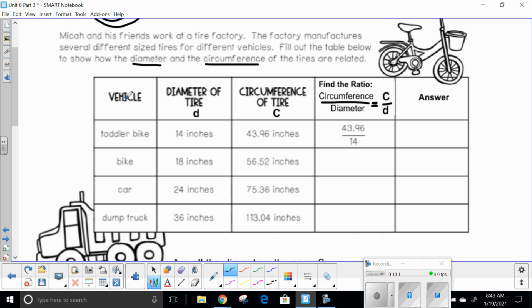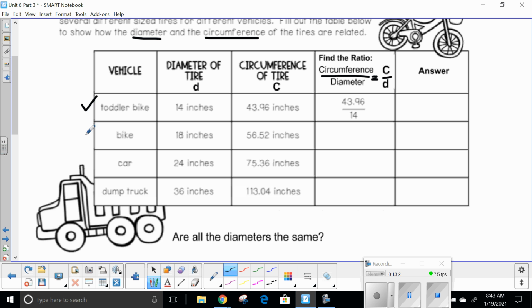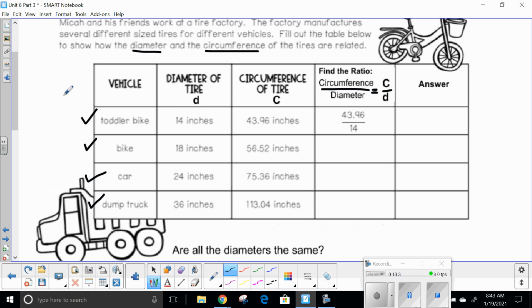Okay, so we have a vehicle and they list which vehicle it is, and then they show the diameter of the tire for that particular vehicle. So we're looking at a kid's bike or a little kid's bike, a regular size bike, a car, and a dump truck. So those are all different size tires, right? Okay, so the diameter, what's diameter, you guys?